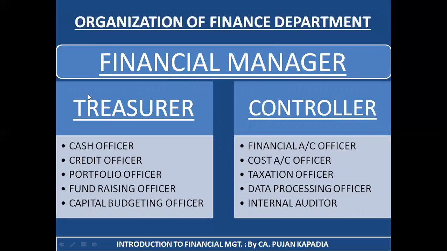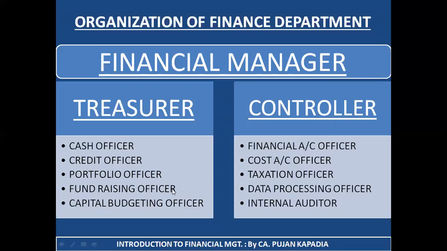Let's see, as a treasurer, what positions or which officers work under this particular department. First is the cash officer. What is the major role of this person? He is going to take care of the cash receipts and cash payments. Second is the credit officer. He is basically going to focus on the credit sales. So whenever you are giving credit to anyone, he is going to monitor those credits. Third is the portfolio officer. He is basically going to look after which assets you are investing your funds in. So he is basically talking about the investment part.